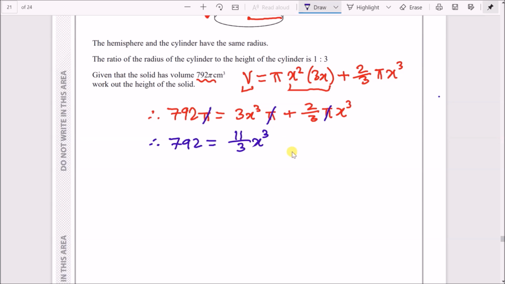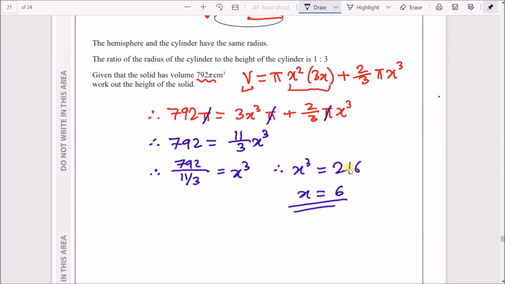So in your calculator, guys, we can do this all in one go: 792 divided by that fraction, 11/3, and that equals x cubed. If you do that, you should get 216. So 792 over that is 216. And now, conveniently, if we cube root this, we get a perfect answer of 6. And that's it, guys. We got x equals 6.